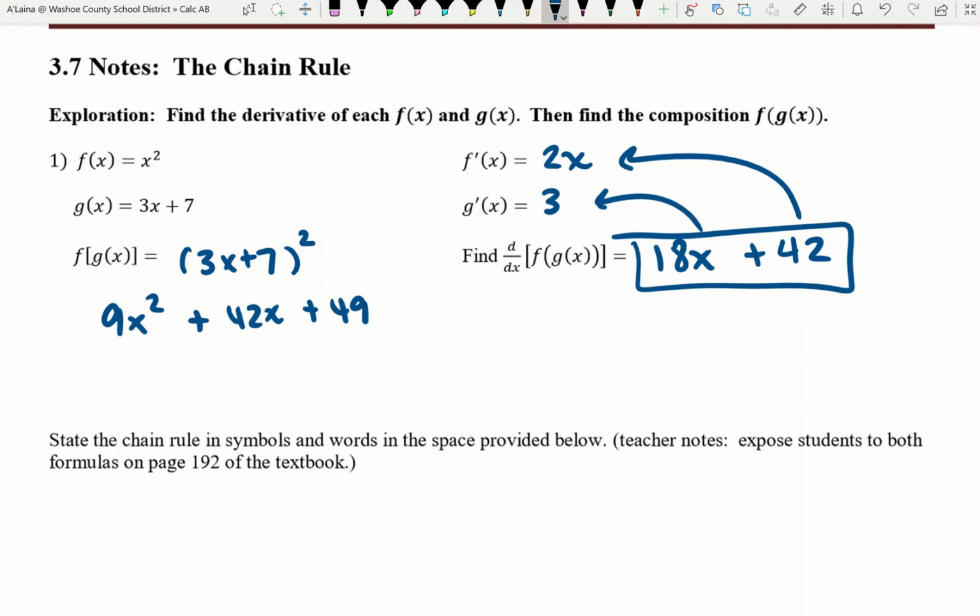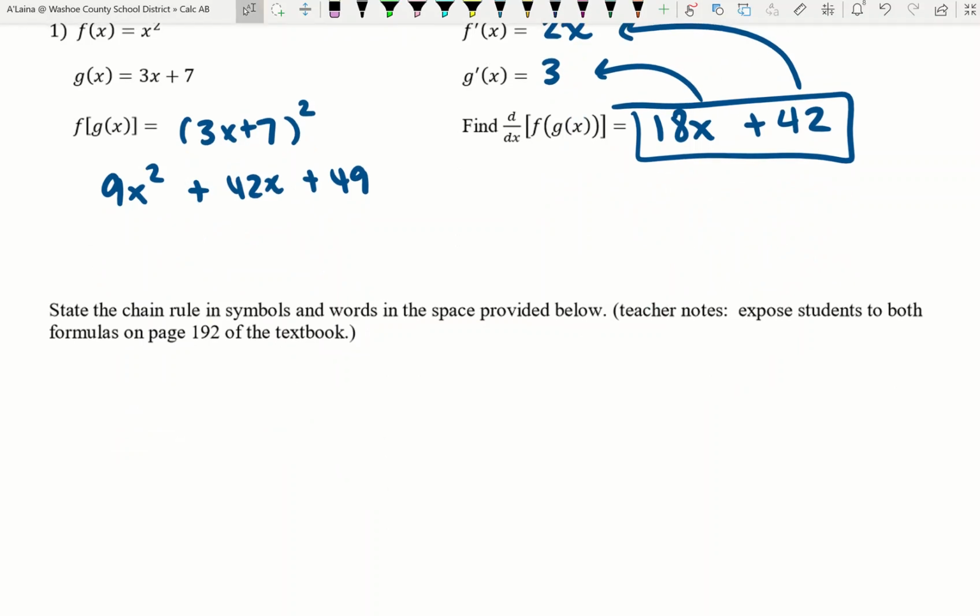Now, I will give you bonus points. I'm sure Mr. Gannon will too, if you can actually derive the rule or find it online and then try to put it into terms that are understandable for a high school student.